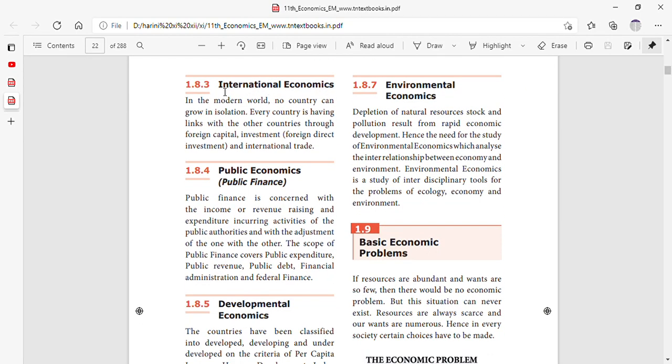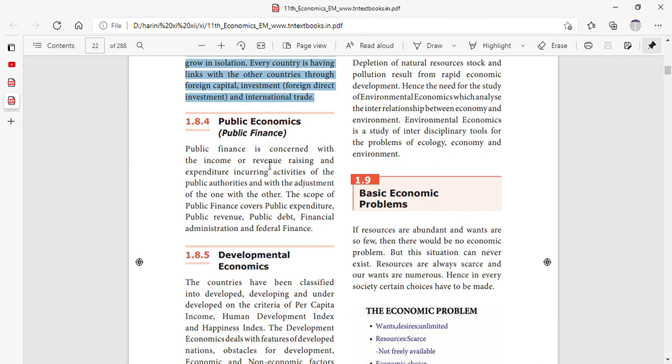So international economics, what is international economics? ஒரு பொருளை உலகம் ஃபுல்லா எப்படி வாங்குறாங்க விற்கிறாங்க, ஒரு நாடு எடுக்கிற முடிவு அடுத்த நாட்டுக்கு எப்படி பாதிப்பா இருக்கு. So all these things will come under international economics.